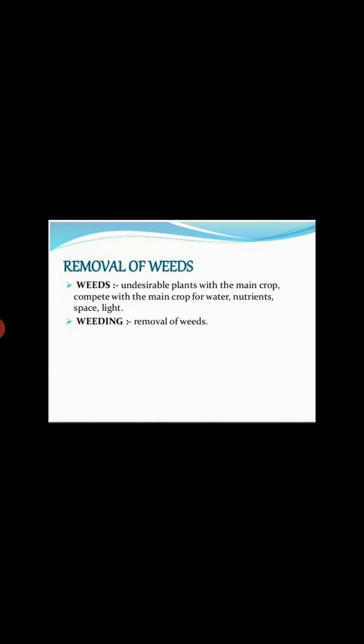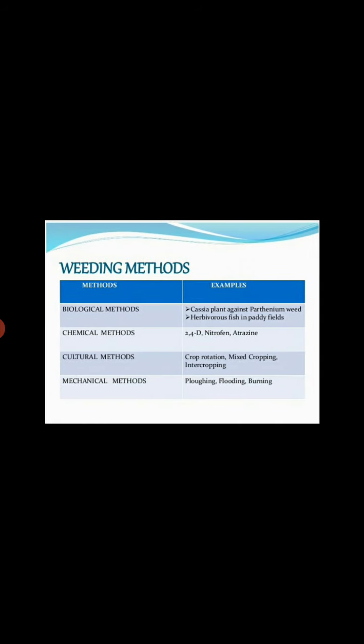Now, removal of weeds. Weeds are undesirable plants that grow with the main crop and compete with it for water, nutrients, space and light. Weeding is the removal of weeds. Weeding methods: biological methods, chemical methods, cultural methods. Cassia plants against Parthenium weeds, herbivores, fish in paddy fields. 2,4-D, nitrogen, anthracene. Cultural methods: crop rotation, mixed cropping, intercropping, plowing, fallowing, burning also.